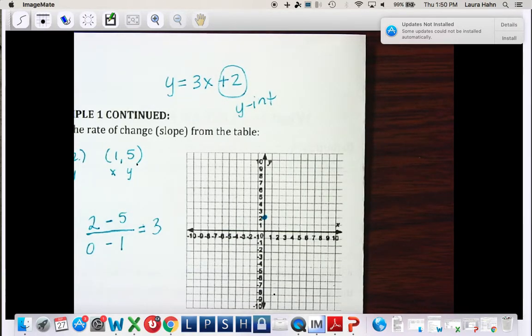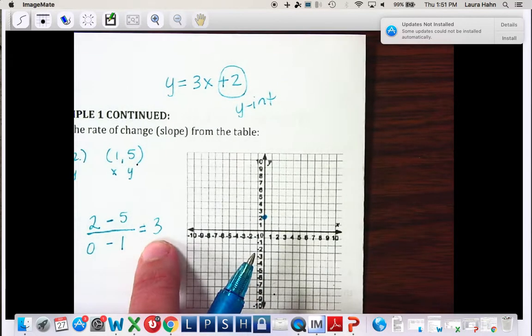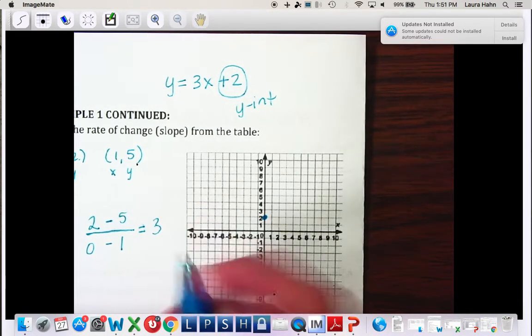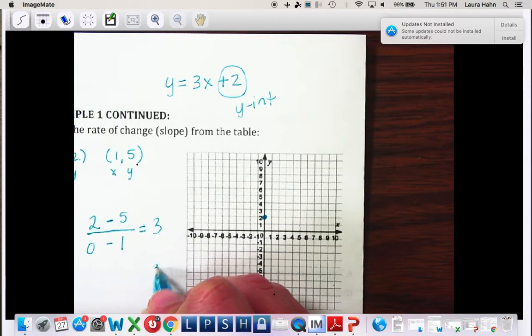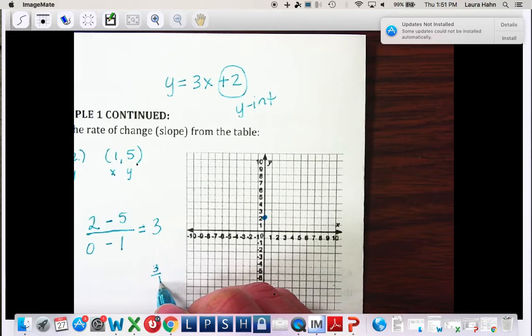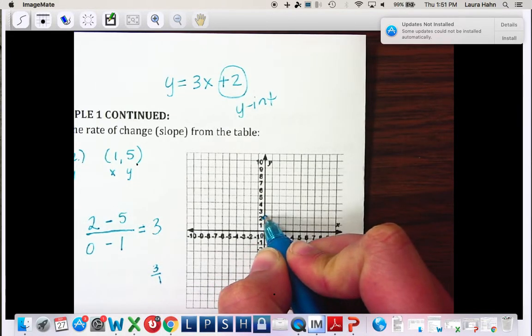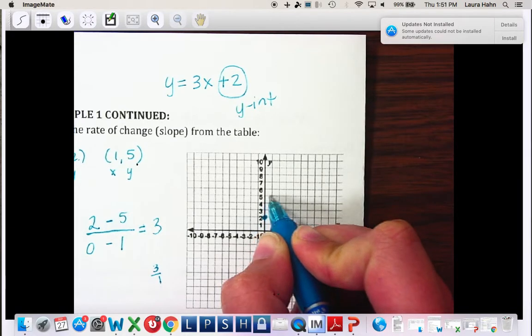Okay, so another way you could think of a slope is rise over run. So I'm going to turn this 3 into a fraction. 3 as a fraction is just 3 over 1. So I know it's going to rise, and this is how much it's going to run. Rise over run. Okay, so from this point, I'm going to rise 3. 1, 2, 3, run 1.